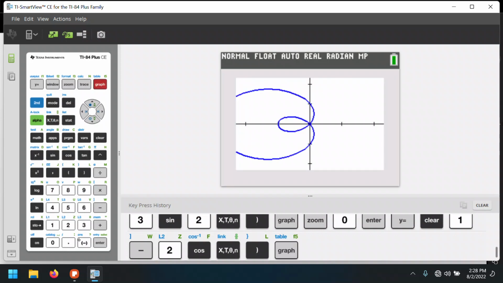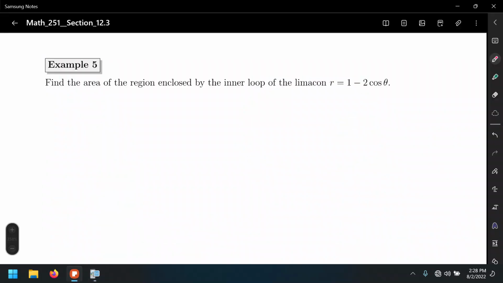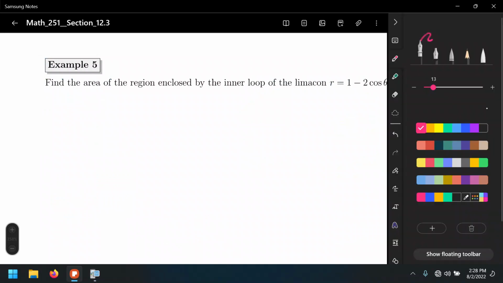And so that zoom fit, and we're going to have this graph right here. All right. Well, notice they're asking us for the inner loop, that is the area of this smaller loop, the inner loop. Okay, but there's issues with this, and you'll see what the issues are. I will show you in a minute. So let's draw the graph real quick.